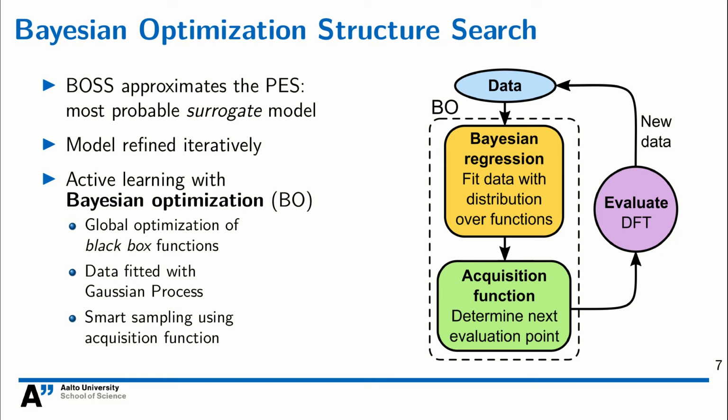Then, with the fitted model, we use an acquisition function to determine which point to evaluate next for maximal improvement of the model. In our case, we choose an atomic configuration for the energy calculation. We then calculate the energy with density functional theory and then repeat the process with the new data point included. And in this way, we refine the model.